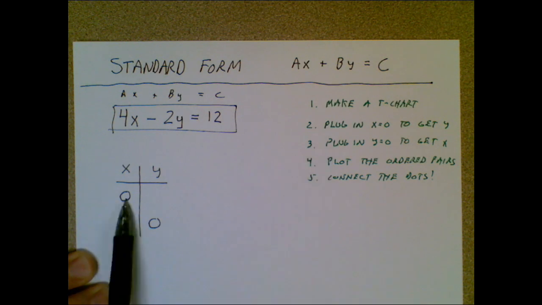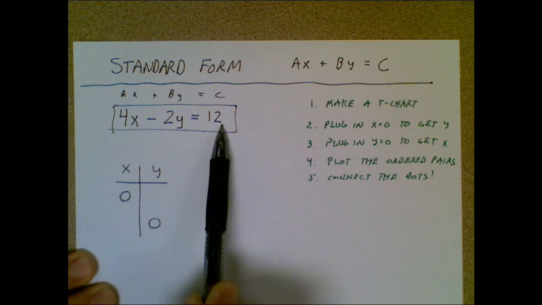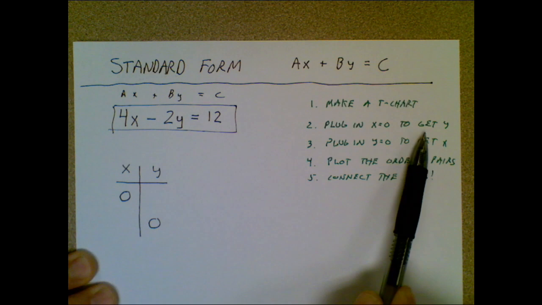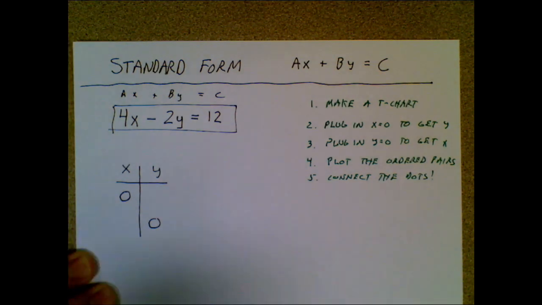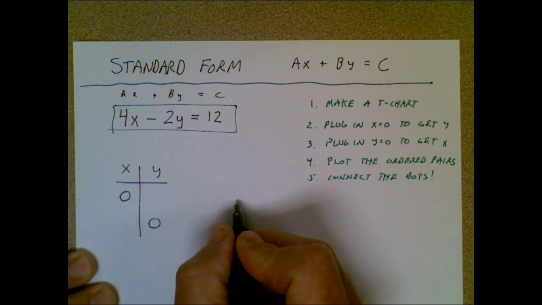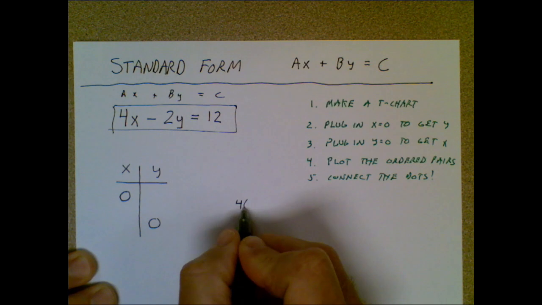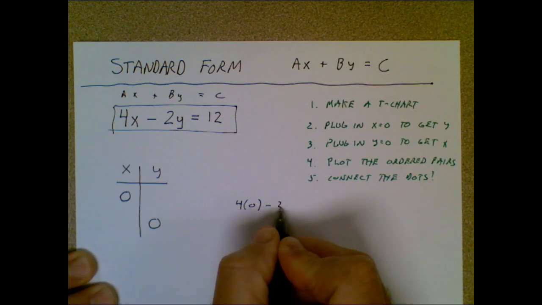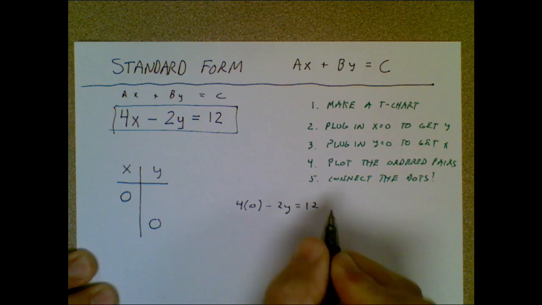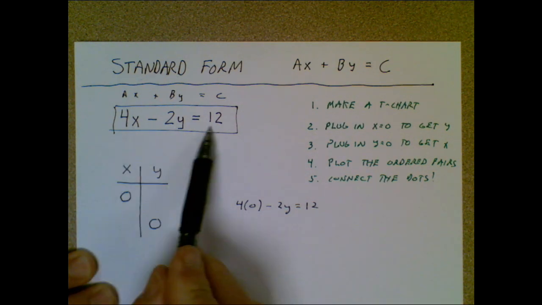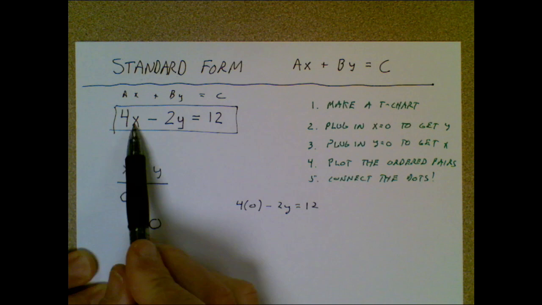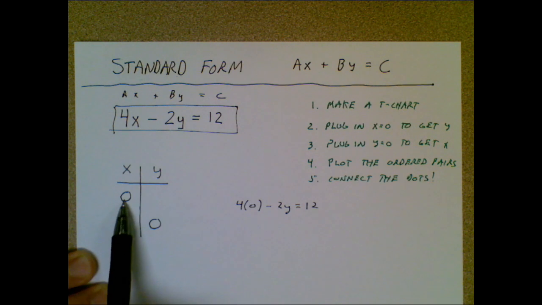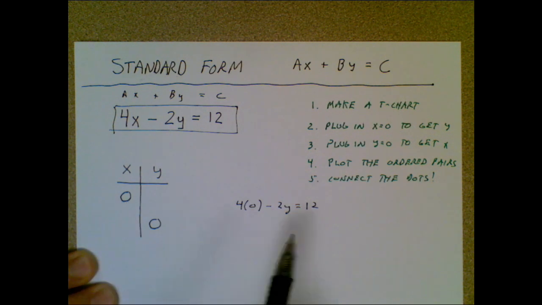I'm going to take this x equals 0, and I'm going to plug it into this equation to get out a y value. Here's how it would go. Instead of 4x, I would say 4 times 0 minus 2y equals 12. So I've taken this equation, but where I see x, I plugged in a 0. That's saying that x equals 0 goes there.